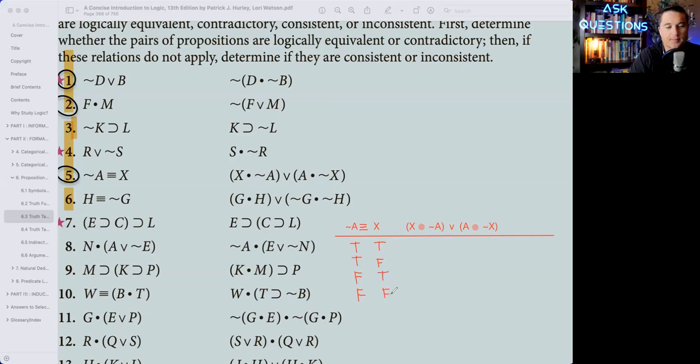Now, the left side of this biconditional isn't merely A, it's not A. So we need to flip these values. So this is going to turn into FFTT.